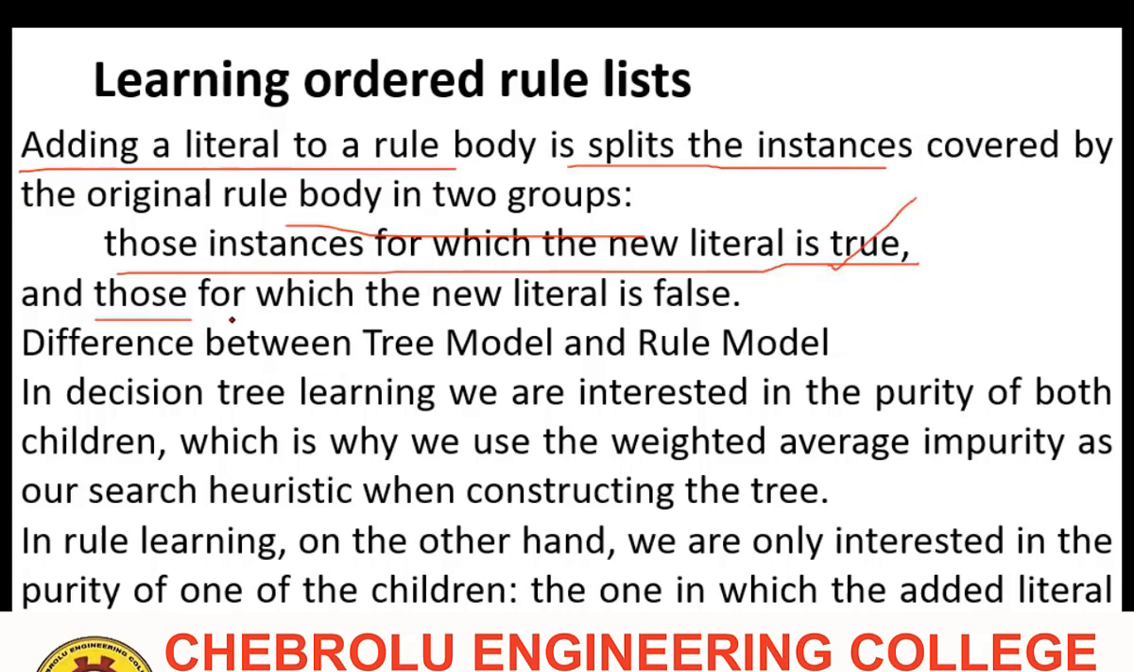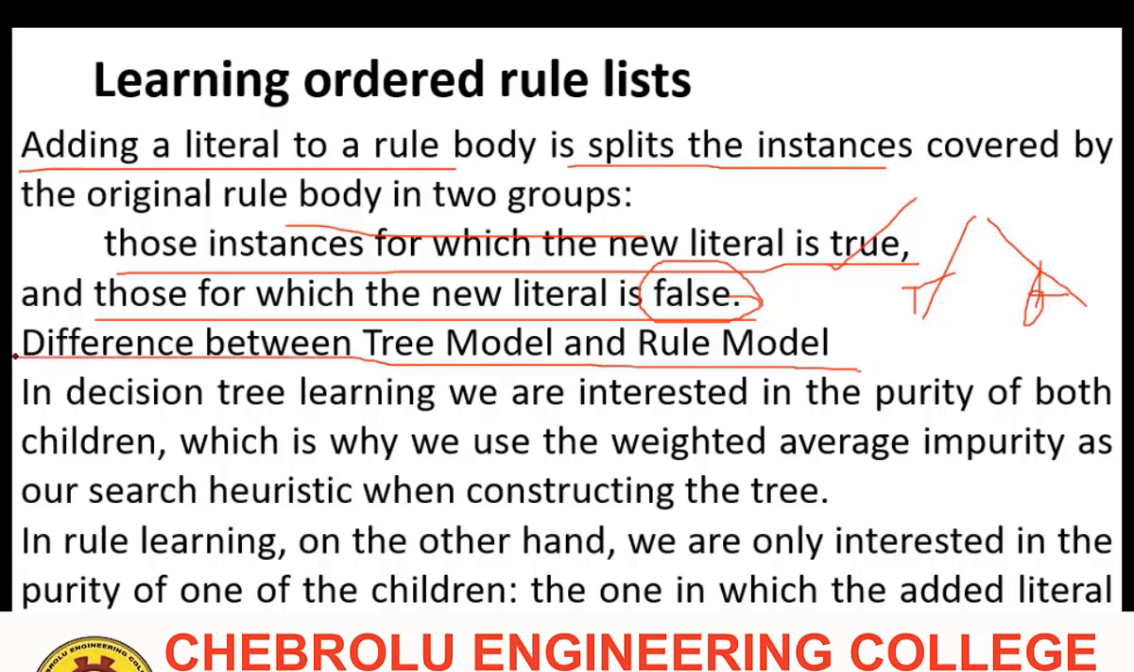And those for which the new literal is false. True and false. Difference between tree model and rule model we have to discuss. No, we are talking about adding a new literal. Definitely splits. All truths are at one side, all falses are at other side.